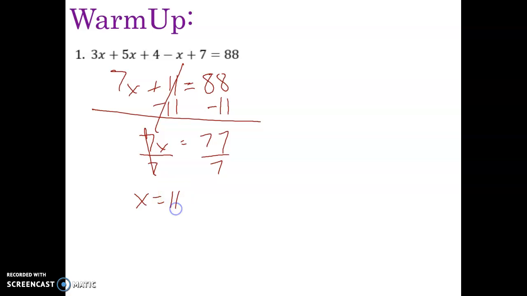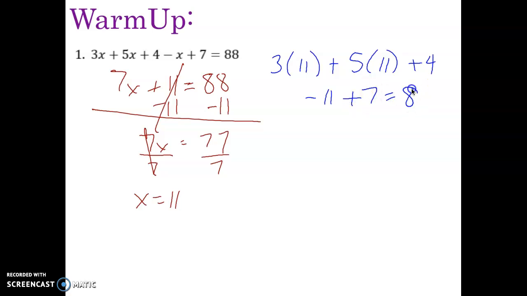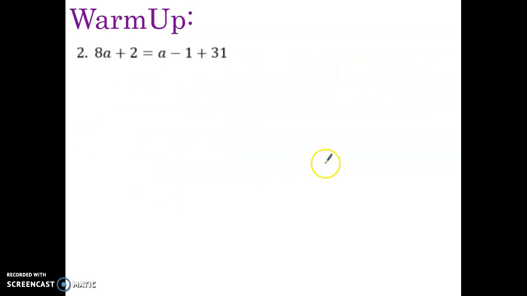Now if I wanted to check and see if my answer was correct, if this is the quiz day or the test day, I can substitute in 11 for every one of my x's all the way across, and then I can work out what I get. If it works out to be 88, then I got it right. If it works out to be something other than 88, I'll know I made a mistake and I can go back and fix it. All right, let's do one more.